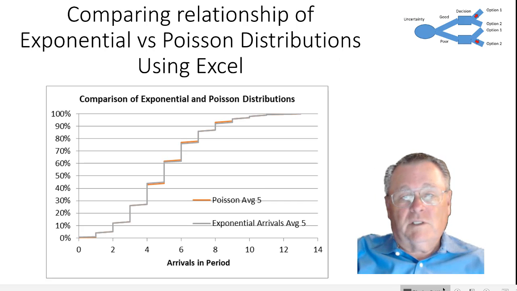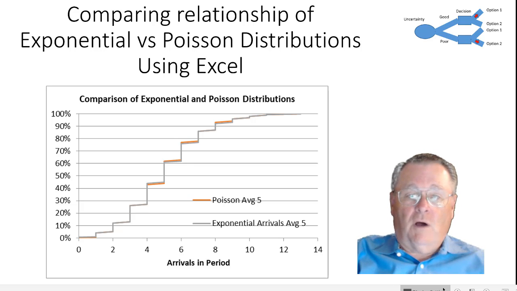This is Brian Putt. Today I'd like to talk about the relationship between the exponential and the Poisson distributions using Excel. I'm also going to be using SIPmath, which is a free tool that's available for probability management.